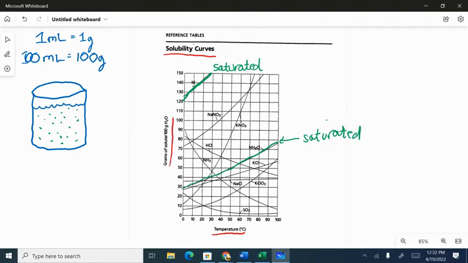Now, there's also a possibility that you have less than the amount that you could possibly dissolve. So anything under this line, anything less than a saturated solution down here, is called unsaturated.